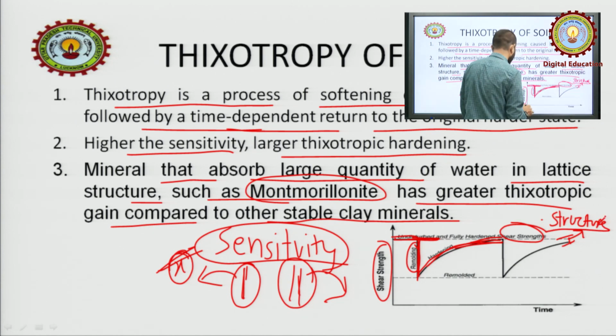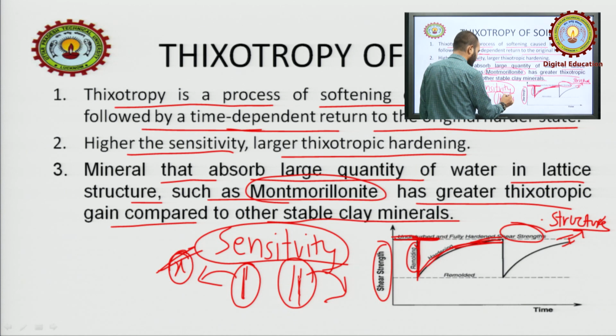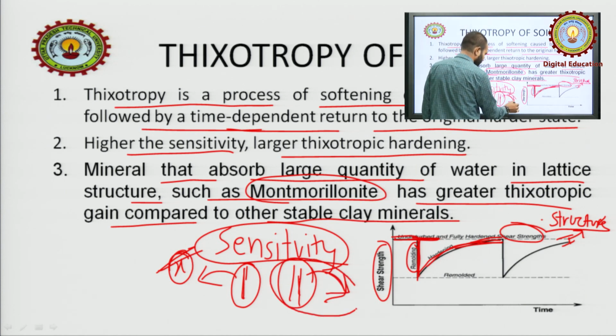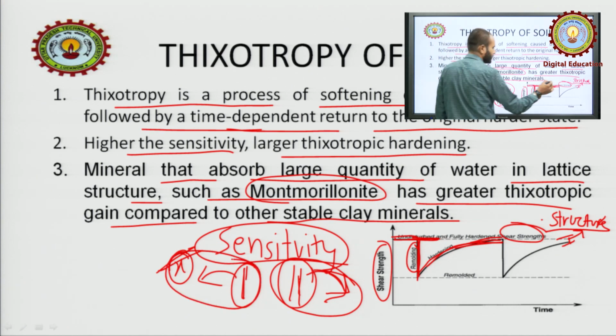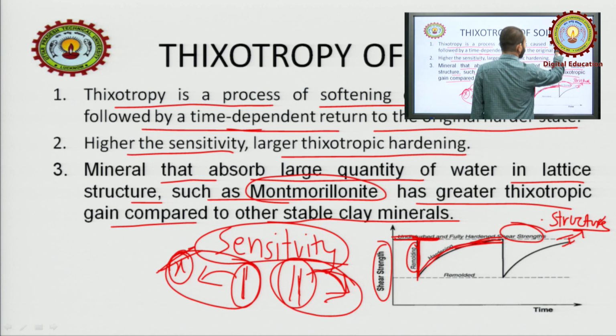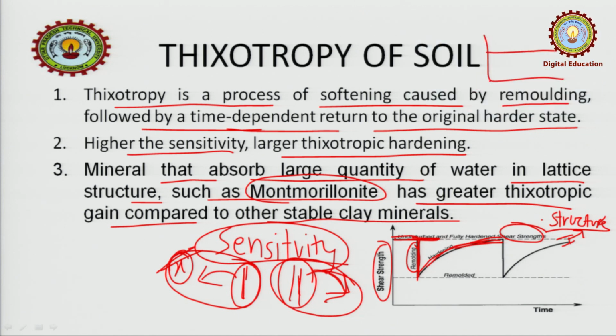So you understood that out of these two, the remolding part can be regained, but the part due to structure cannot be regained. So it will be something like this. If it was the initial strength, it will fall, then recover something like this. Again if you remold, and continue remolding, then it will slowly reduce. This is your thixotropy.